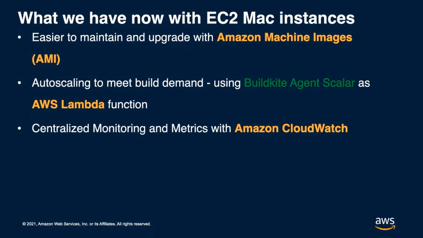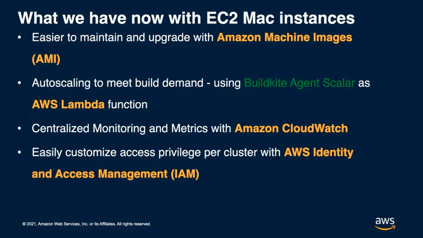We now also have centralized monitoring and metrics using Amazon CloudWatch. We can see our build cluster CPU utilization, network throughput, and other agent metrics. With AWS, we can easily customize the privileges of our build clusters using AWS Identity and Access Management, also known as IAM. So we can give our different clusters different roles and different policies attached to those roles and have them perform different sets of jobs. I can give you more details later.